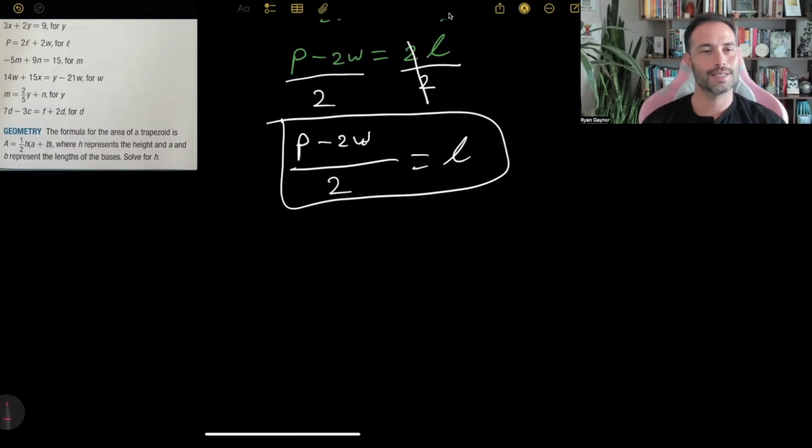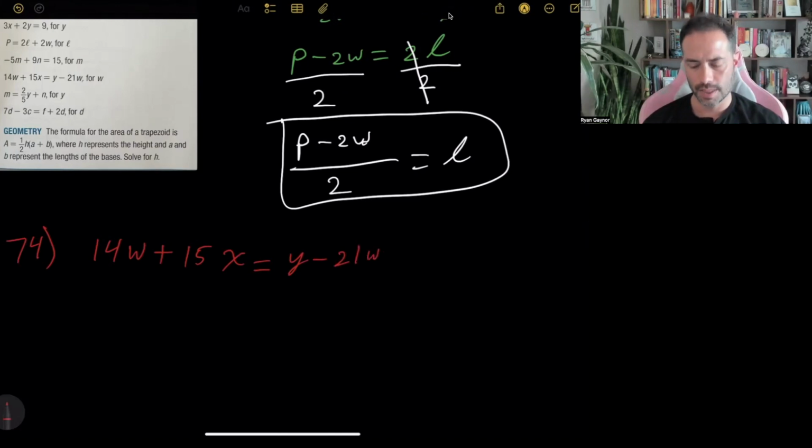All right, here we go. Number 74. We have 14W plus 15X equals Y minus 21W, and we're solving for W.